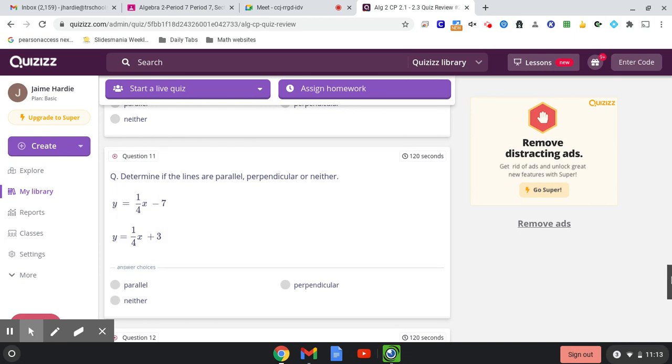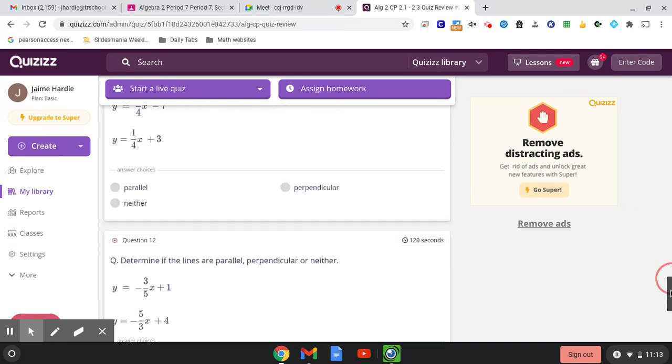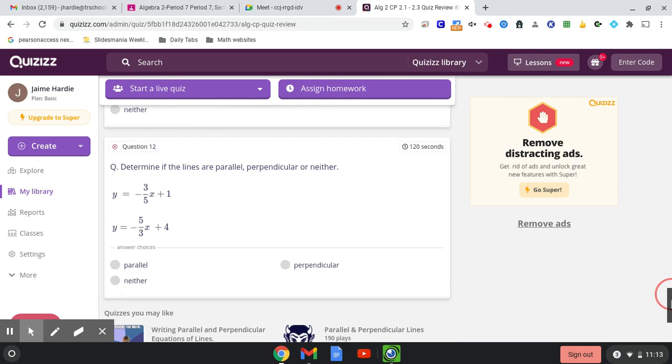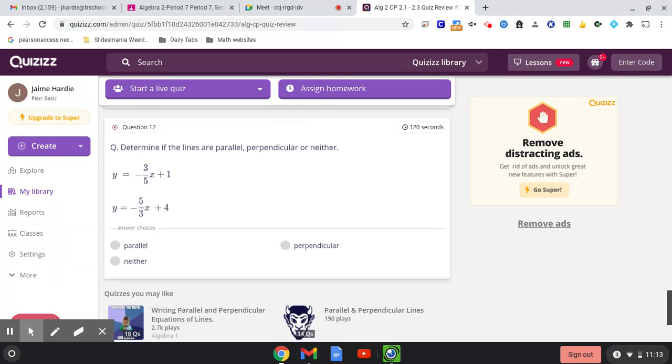All right, the last one, number 12, almost the exact same question, just two different lines. Again, determine if these lines are parallel, perpendicular, or neither. Lucky for us, they are both written in y = mx + b form. So I know this slope is negative 3/5, and I know this slope is negative 5/3. Clearly they're not the same, so parallel is out. They are reciprocal, but they're both negative. So they're not the condition that we need them to be in order to be perpendicular. So this one would have to be neither.